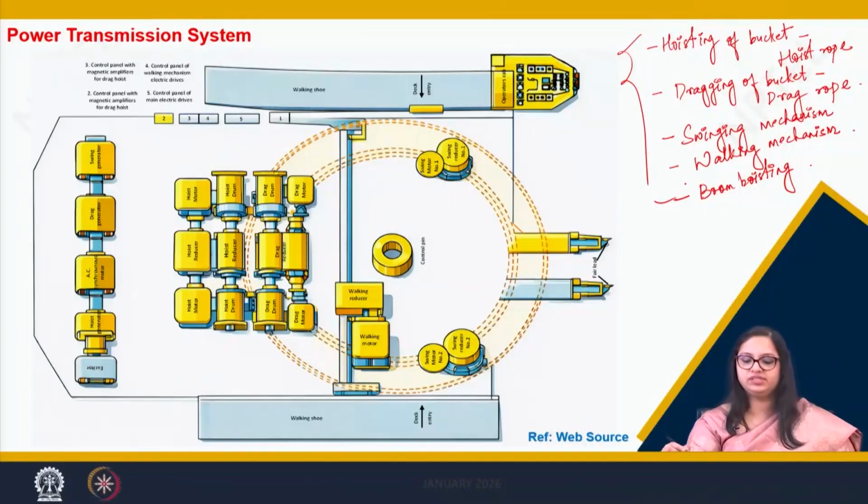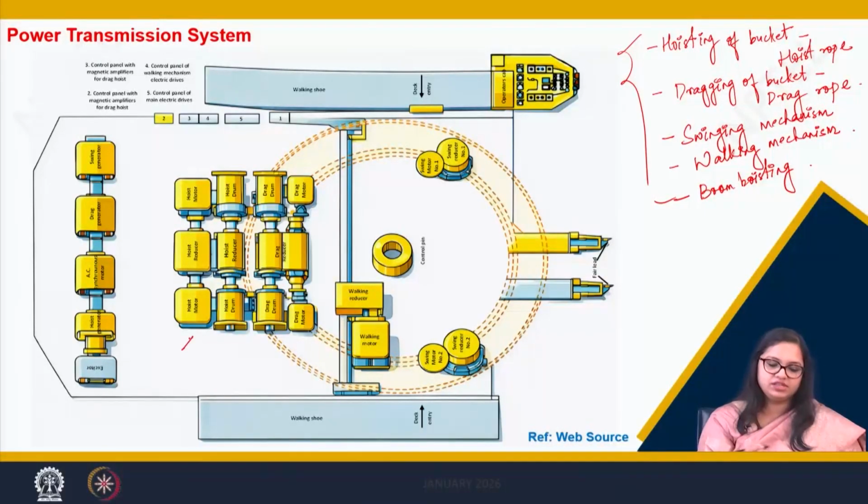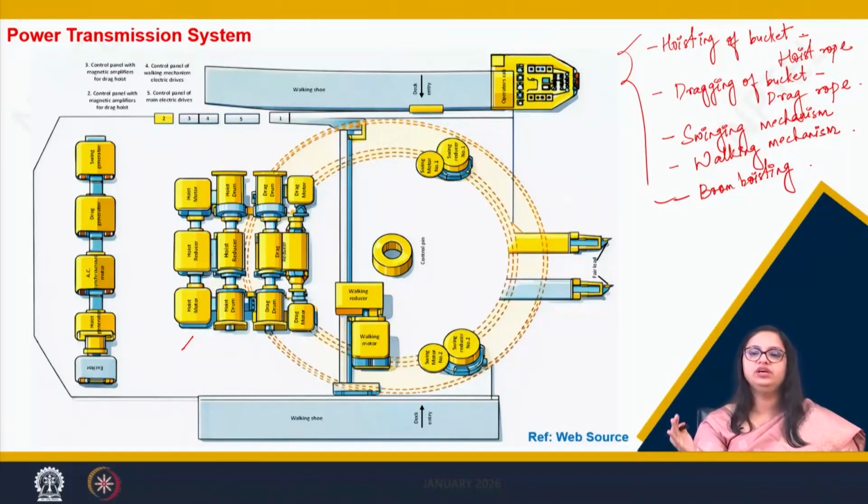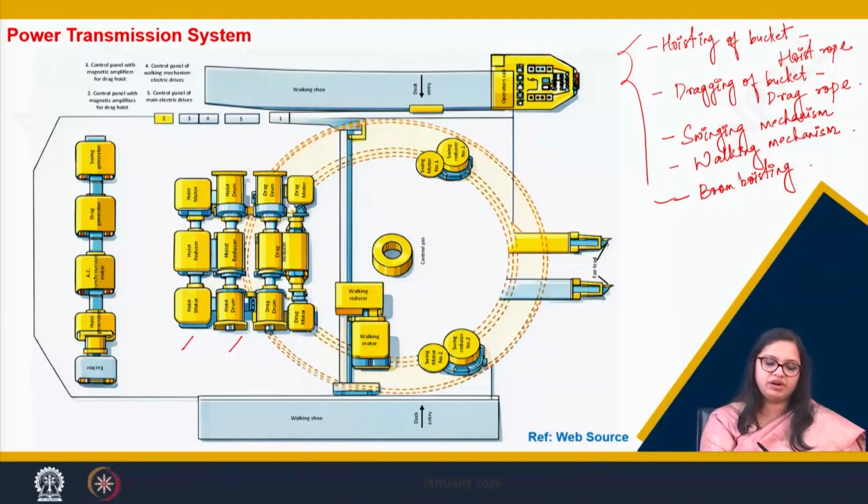Now, for hoisting of a bucket, there is a hoist motor, and there is a rope which has to be coiled over a drum. First there is a hoist drum which takes power from the hoist reducer, which is connected to a hoist motor. Now, this hoist motor takes power from the hoist generator. This hoist generator is in line with the AC synchronous motor, and then there is also drag generator and swing generator.